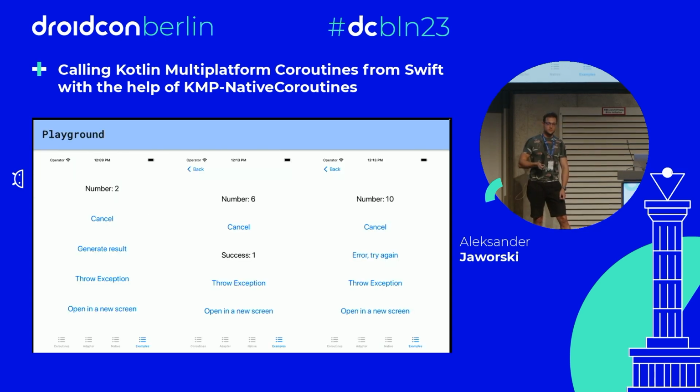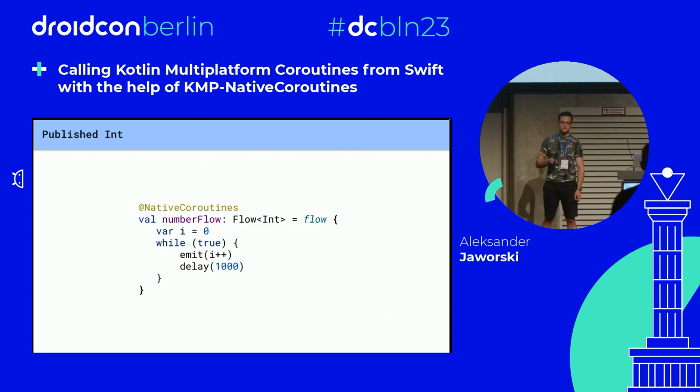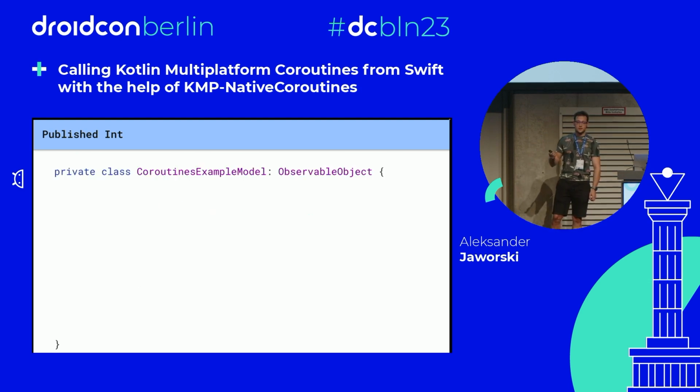So again, the same screen, are you familiar with it? But we'll focus on the number flow. So yeah, this is the flow. It increases every 1 second. And on the Swift side, we have something called ObservableObject. It works pretty similar to what we have with view models. Basically, the presentation layer class has to be a subclass of this one. And this will let SwiftUI, or whatever UI framework there is, know that, hey, this will be updated. You should update the UI.